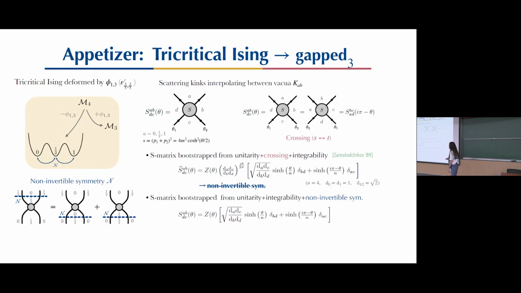And instead, if you bootstrap again this amplitude using the fact that you should have this non-invertible symmetry, and again, unitarity and integrability, you get this other amplitude, which looks similar, but it's not the same. And the price to pay is that you need to modify crossing. So now you have this square root here with these coefficients T that are called quantum dimensions. So this is an appetizer. In the rest of the talk, I will give you details to understand this example and other things.